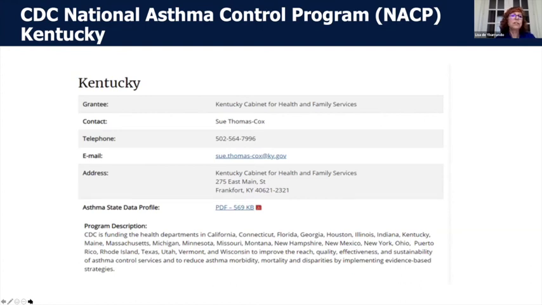And so for Kentucky, your CDC National Asthma Control Program resource contact is listed right here. So please take advantage of it. And then next slide.